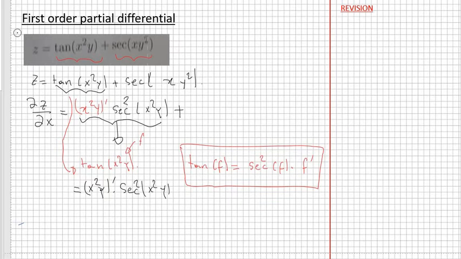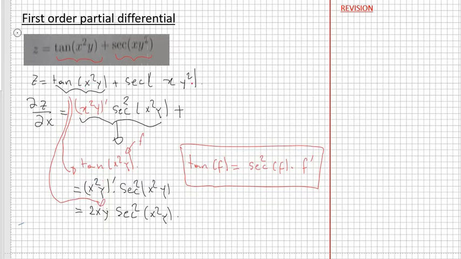So in other words, I'm gonna have to treat my y as a constant. So I only care about x squared. So if I derive x squared, I'm gonna get 2x, and then y is a constant, I will just add it, and then I have sec square x square y. So this is just the derivative of the first term.